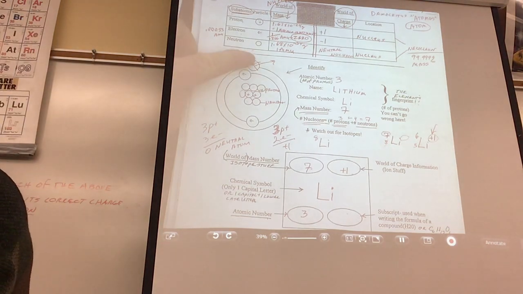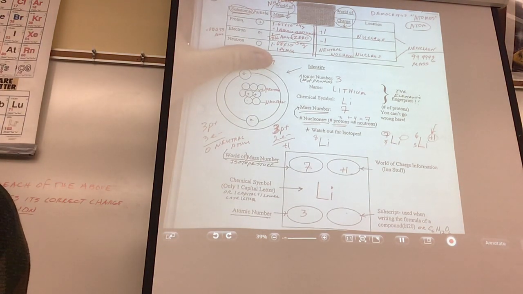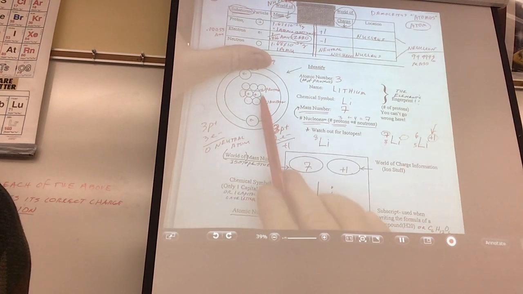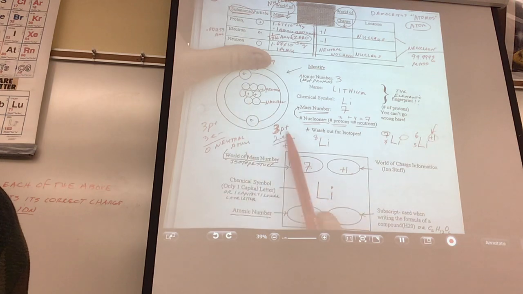It'll rip one of his electrons away. Now, the thing that's left over still is lithium, isn't it? See the 3 protons? So he has 3 protons, but he lost one of his electrons.